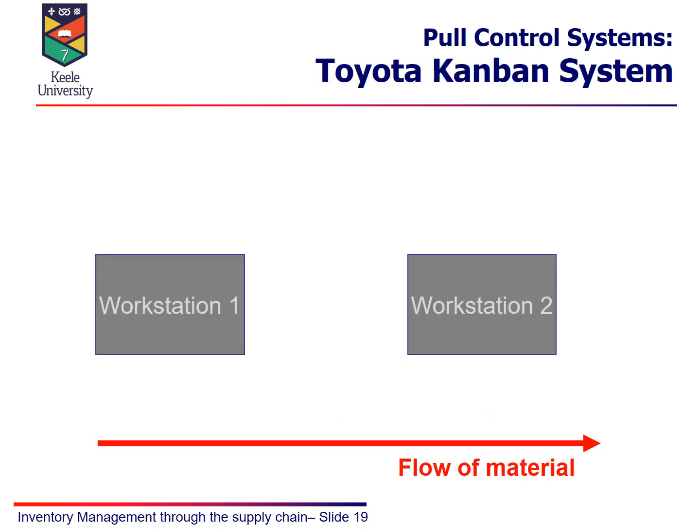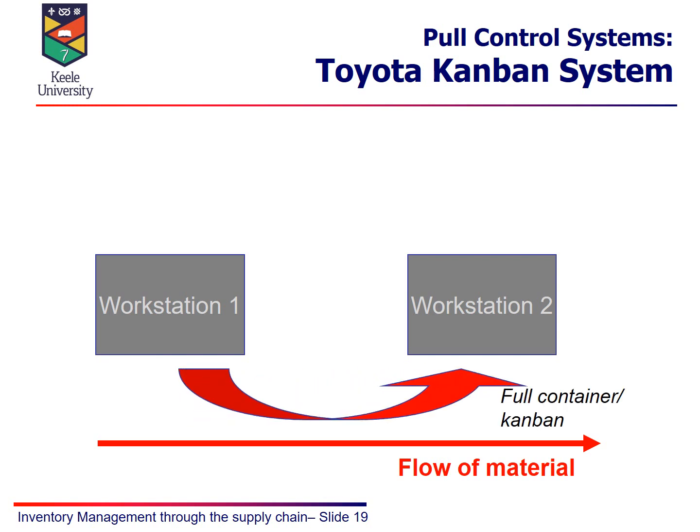Let's have a look at how Toyota originally introduced the Kanban. We're going to drop right to the level of individual workstations in a factory, just to show you how Toyota used it. We have a workstation, it might just be a person working at a bench, and we have a second workstation. The flow of material goes from one station to the next in the direction of the red arrow. The material is placed in a container, and that container moves from workstation 1 full of material that's required at workstation 2.